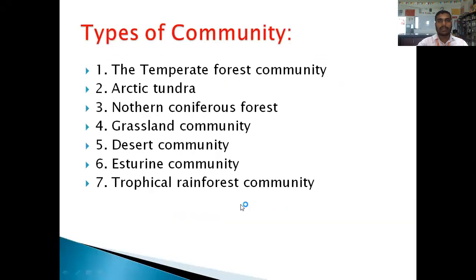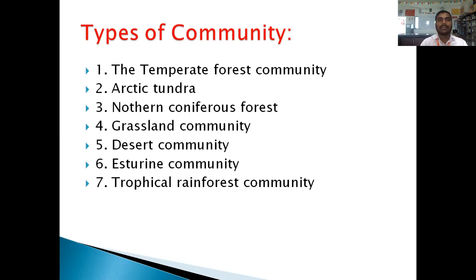Then we will see the types of community. There are 6 to 7 various types of community that we have to study in this topic. These are enlisted here in the slides.